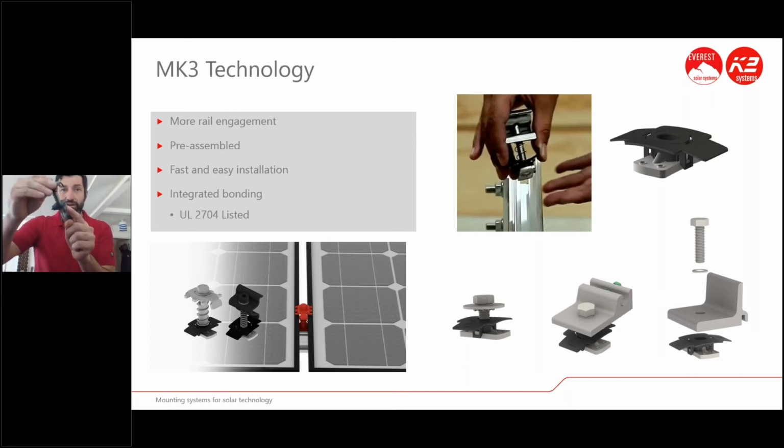This MK3 has integrated bonding in here. You can see these little, we call them volcanoes. These little rivets here bite into the anodization of the rail. When you go to install this, the MK3 goes into the rail channel, kind of like so. If you see here, this is 44 actually.